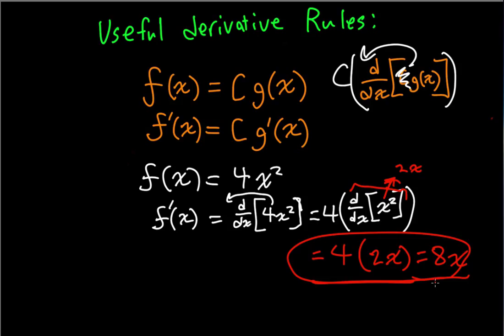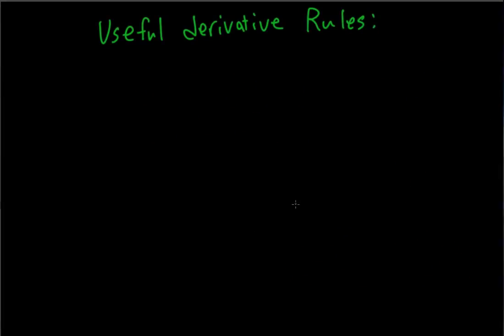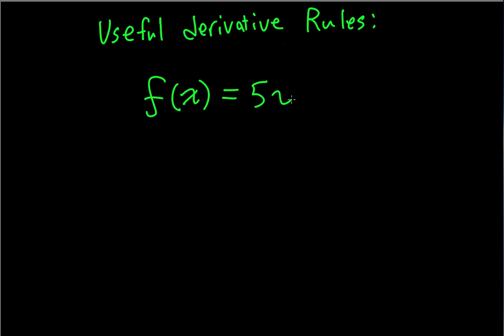Let's try now tying these together. Let's say that we have the function f of x is equal to 5 times x squared plus, trying to choose a good function, how about 3x? Now, you may say, oh, wait, we haven't done 3x before, but actually you have, and we'll get to that in a moment. So, what's f prime going to be?